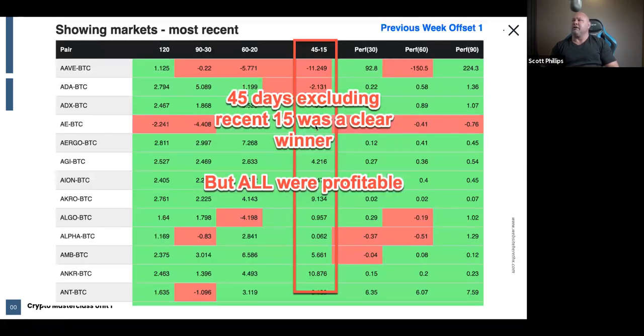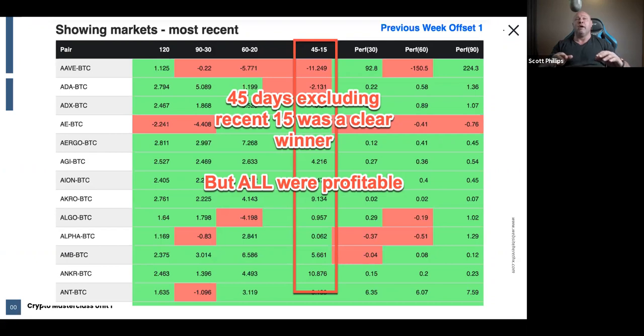This one was a clear winner, but it's important to note that all of them were profitable, even the 90 days excluding 30. The big danger when you're building any trading system is that you've curve-fitted it and you've got an overcomplicated Rube Goldberg machine that looks great in the past but falls apart when you put real money in. That's the number one danger, and that's what you have to avoid. There are a couple of tricks that experienced system designers use to avoid these problems. The biggest trick is that if 90 days was bad, 60 days was bad, and 45 days was amazing, I think they were all bad.